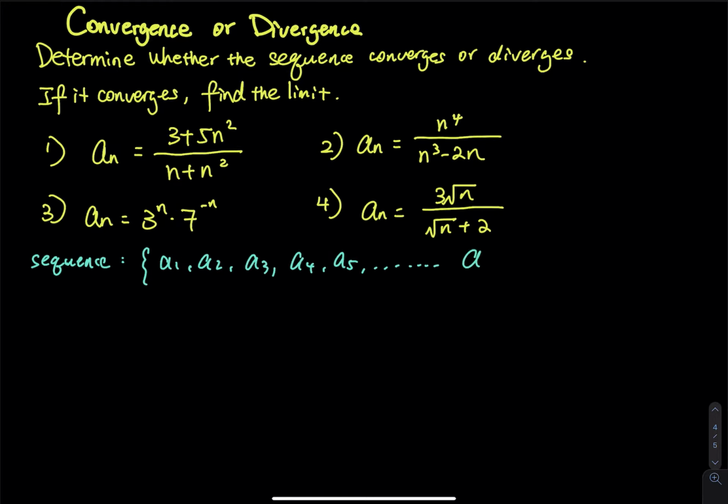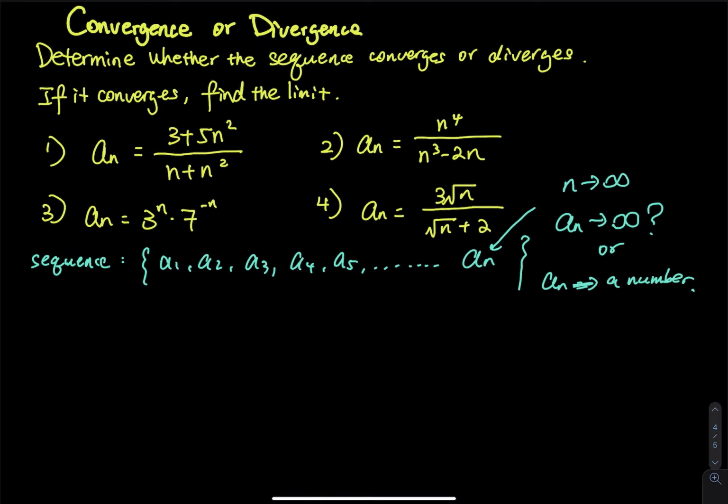So what we are trying to determine is this: as n approaches infinity, does a_n approach infinity, or does a_n approach a real number? If you get infinity, then that will be divergent. If it equals a real number, then that will be convergent.